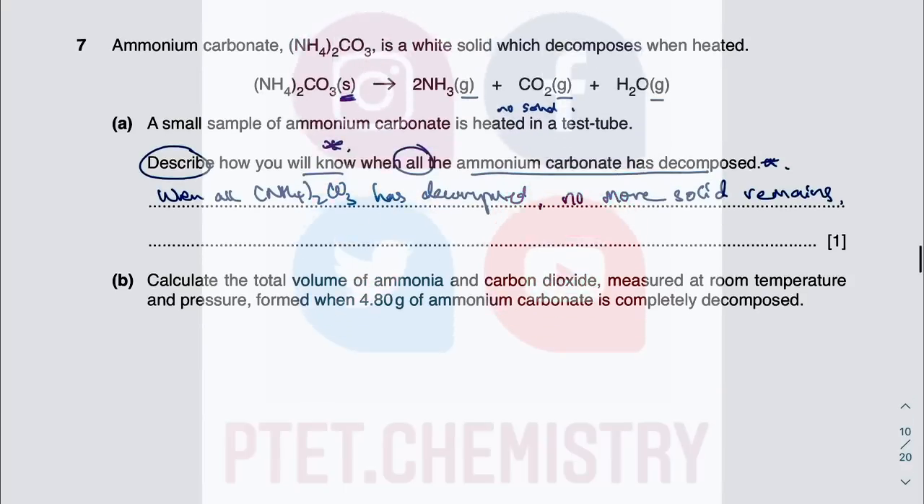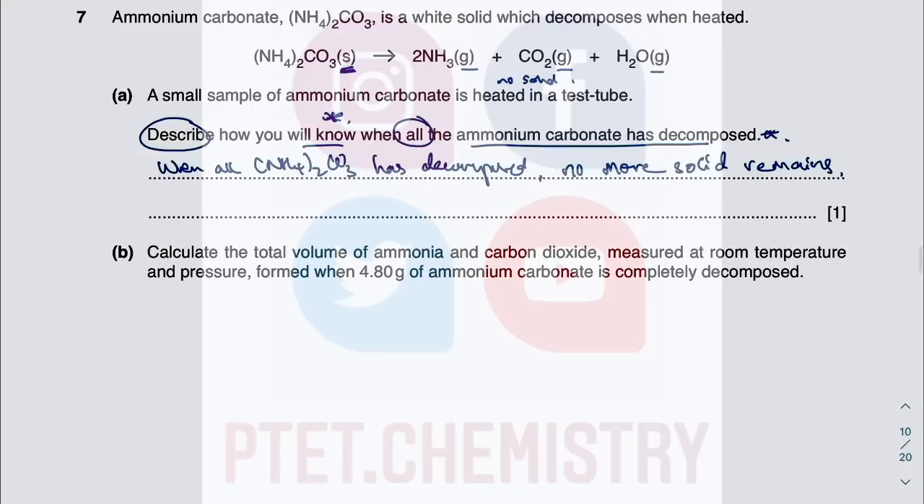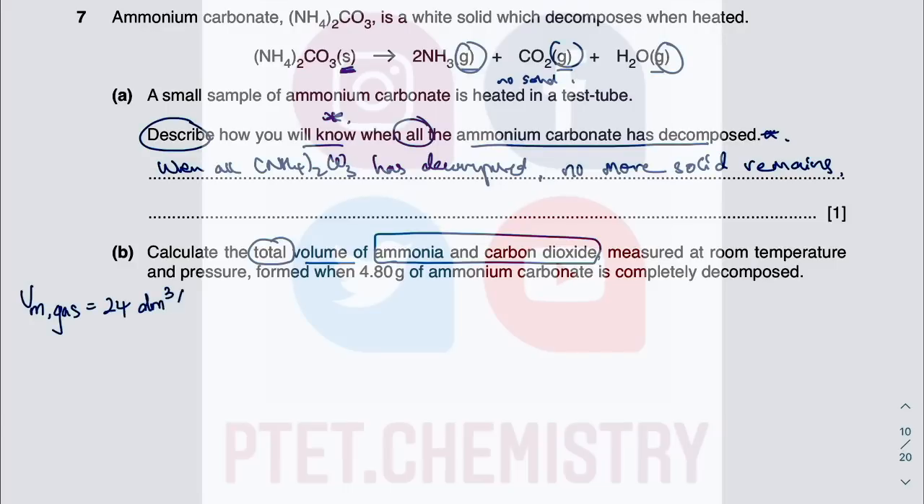Alright, now you want the total volume of ammonia and carbon dioxide. You see H2O is a gas also, but you don't want H2O, you want ammonia and carbon dioxide formed when you completely decompose it. The good thing about gas is, because they are all gas, the molar volume of any gas is equal to 24 dm cube per mole. It is also equal to 24,000 cm cube per mole.